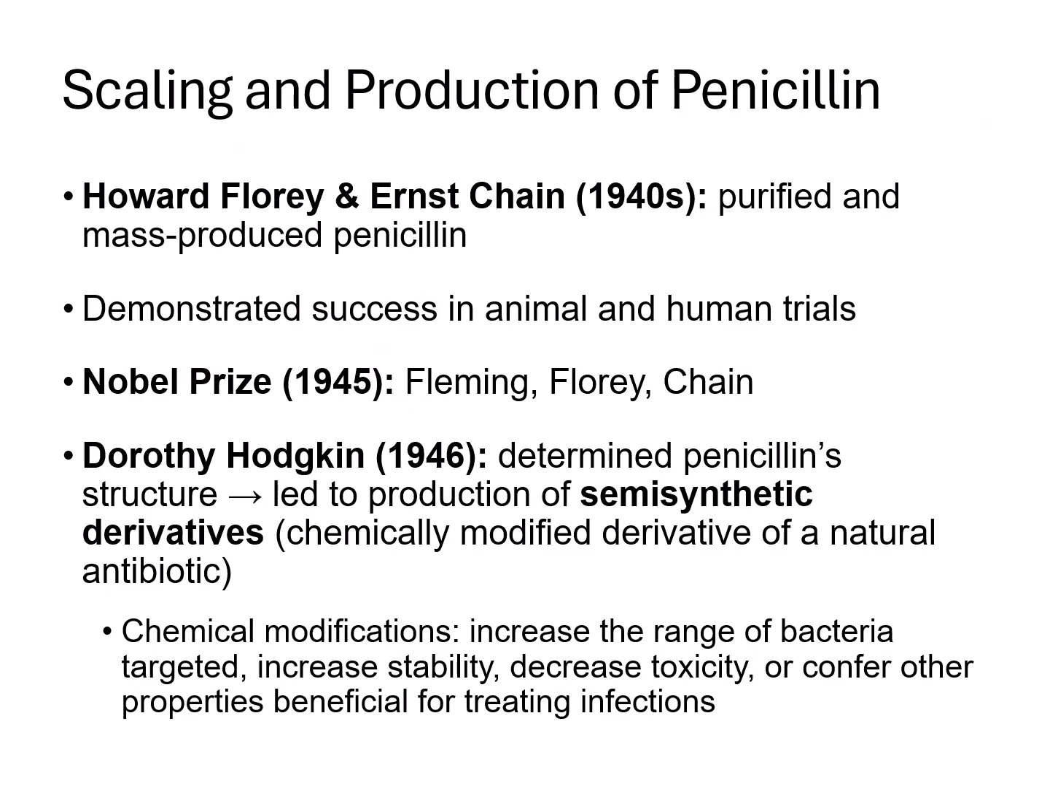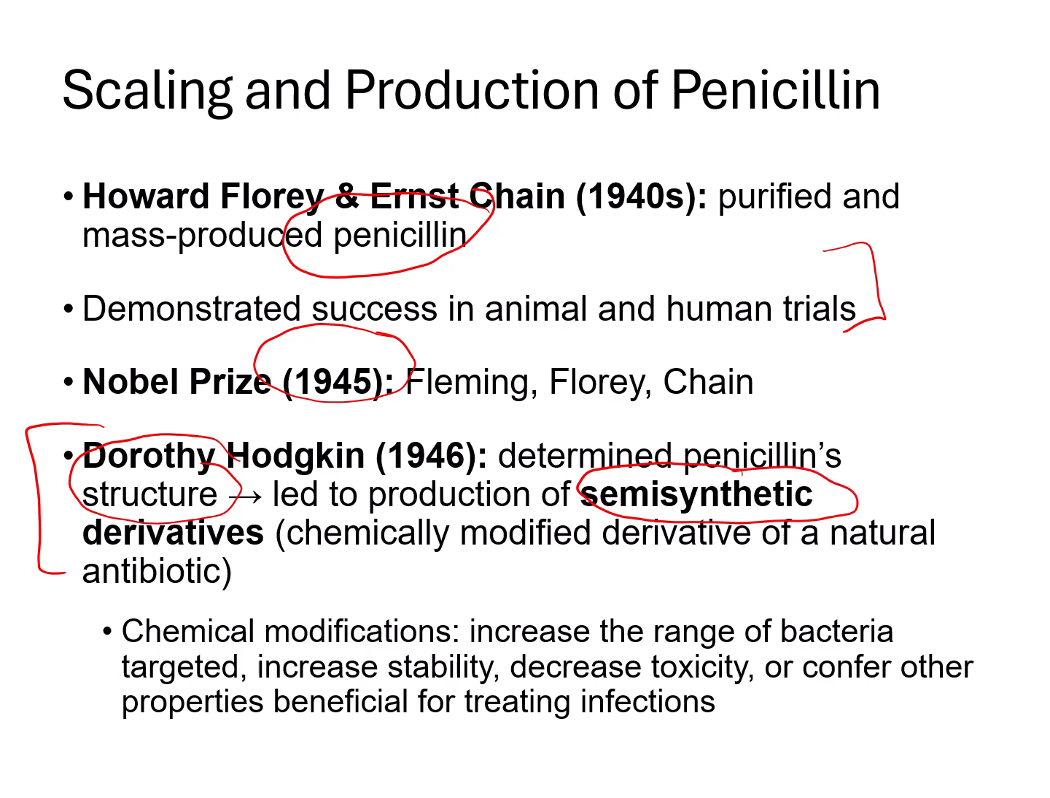Then in the 1940s, Howard Florey and Ernest Chain purified and mass-produced penicillin, and they had great success in demonstrating that penicillin was very effective in both animals and humans. Along with Alexander Fleming, they received the 1945 Nobel Prize, and later Dorothy Hodgkin determined penicillin's structure, and this really allowed chemists to develop semisynthetic penicillins that had improved stability and broader activity.